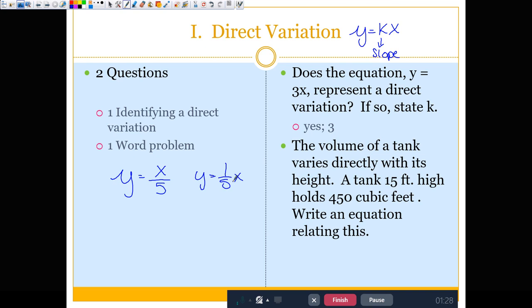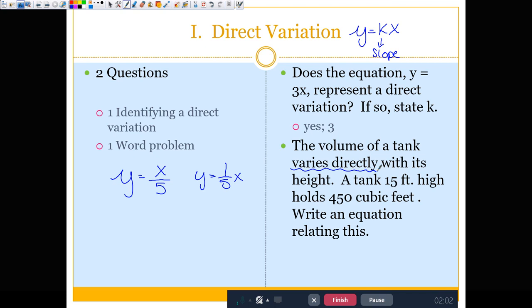So this one says the volume of a tank varies directly with its height. So you know it's a direct variation equation because it says varies directly. So that means that volume is y and height is x. A tank, x, 15 feet, holds 450 cubic feet. So that's going to be your y. Write an equation that relates to this. So if I'm taking my equation, y equals kx, I'm going to substitute in my x and my y, and I need to find k.